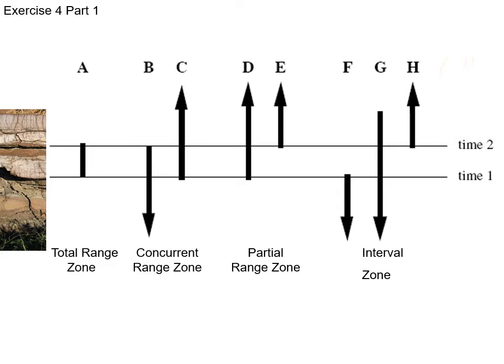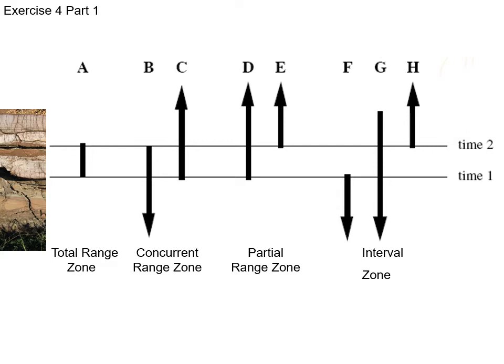A concurrent range biozone would be species B and C. B started out sometime at the bottom, and it goes extinct at the line for time 2. C starts out at time 1 and then persists beyond the scope of this observation. But notice there's a brief period in between time 1 and time 2, in that middle sliver, where both of them are coexisting. That's a concurrent range zone.